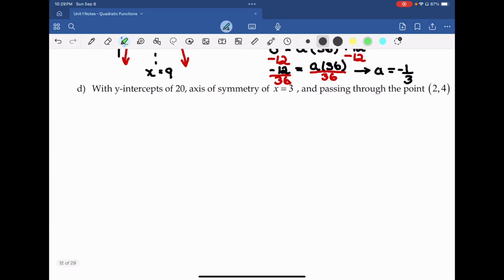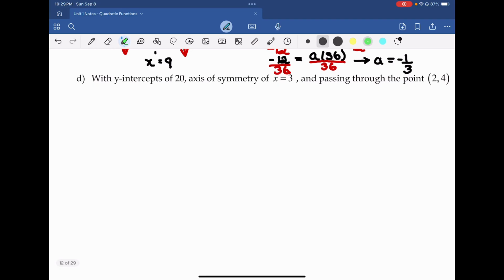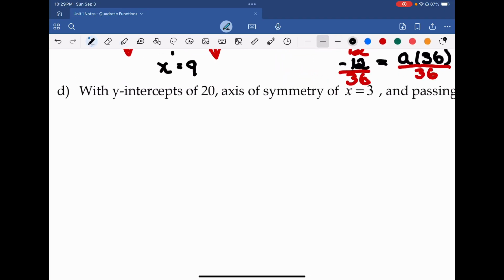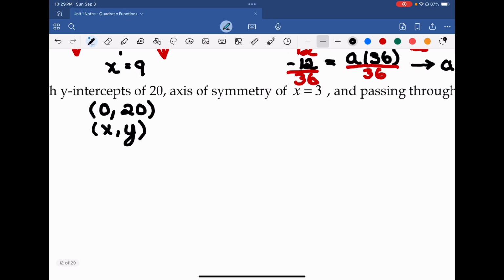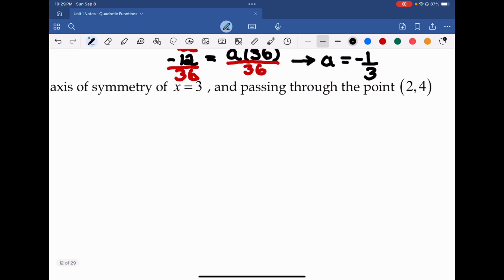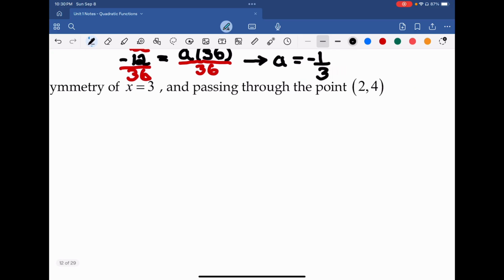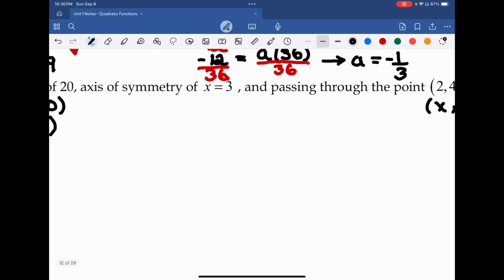Okay, now we're going to go to our last example of this, where we're given characteristics. We have a y-intercept at 20, meaning it's at 0 and 20 in terms of a point. We may as well write that in here. Anytime we have a y-intercept, it means that our x value is equal to 0 and our y value is equal to 20, and this gives us a specific x and y to deal with. The axis of symmetry is x equals 3, and it is passing through the point 2, 4. Okay, now the point (2, 4), again, is going to give us some sort of x and y. And in terms of the axis of symmetry, this is half of the p and q.